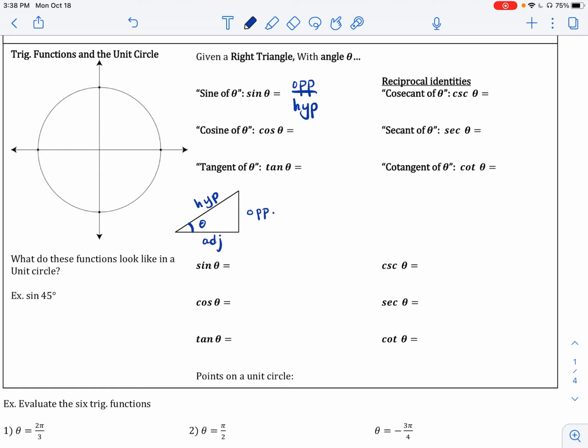Cosine compares my adjacent side to my hypotenuse. And tangent compares my opposite side to my adjacent. And there's a number of different phrases that some people might learn just to help them remember this. The most popular being SOH CAH TOA.